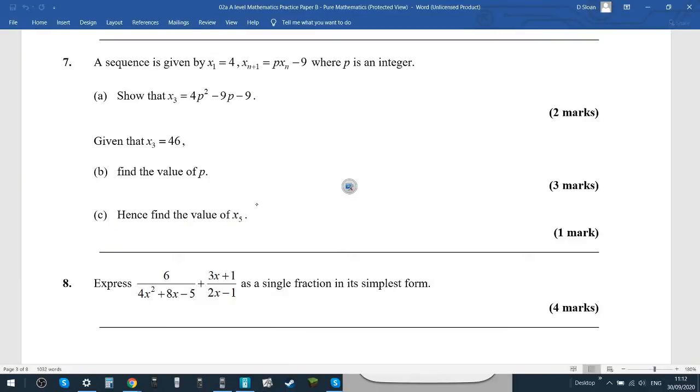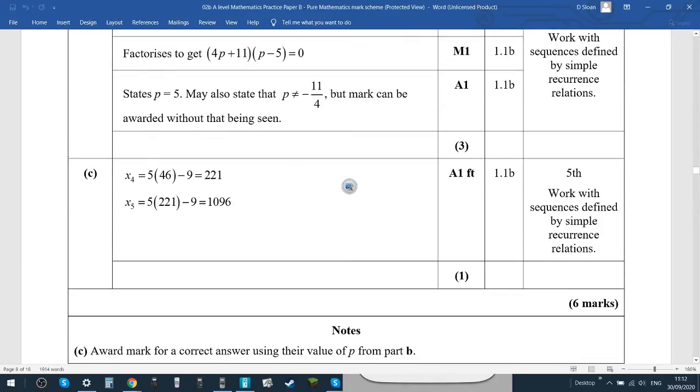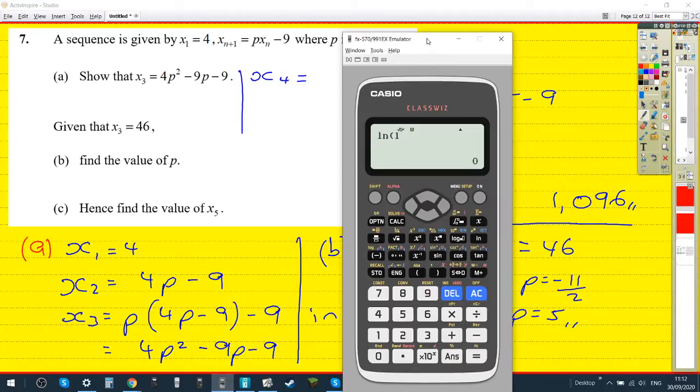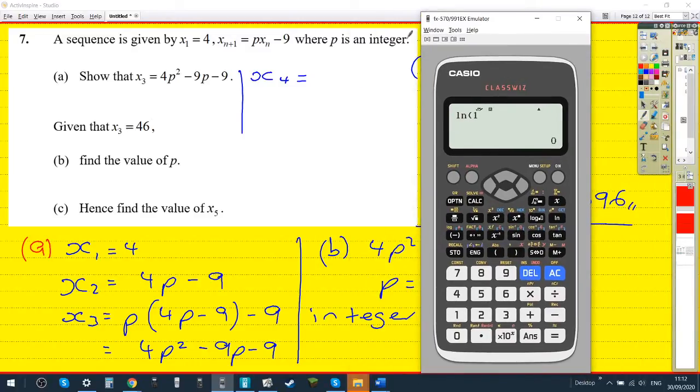That was too big to be right, correct? Is that what you got the first time? Yeah, 1096. And if you remember iteration from GCSE, I teach GCSE as well, so I always have this in my head. We said 4 is our x1. Save that as answer. We said p was 5. So it's 5 times answer minus 9. That's our x2, x3, x4, x5. Whichever way you like.